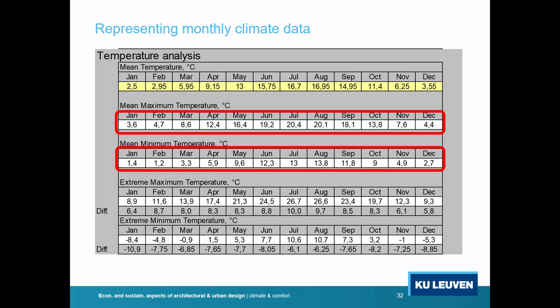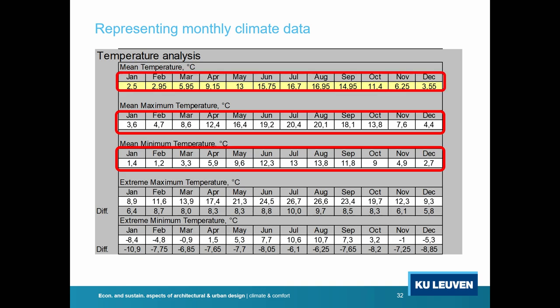Then we have the temperature. What you need to search for is the mean minimum and the mean maximum. So the mean minimum is typically at night. The mean maximum is typically during the daytime, and the program automatically calculates the average of both, which is the mean day temperature, so the average between minimum and maximum.